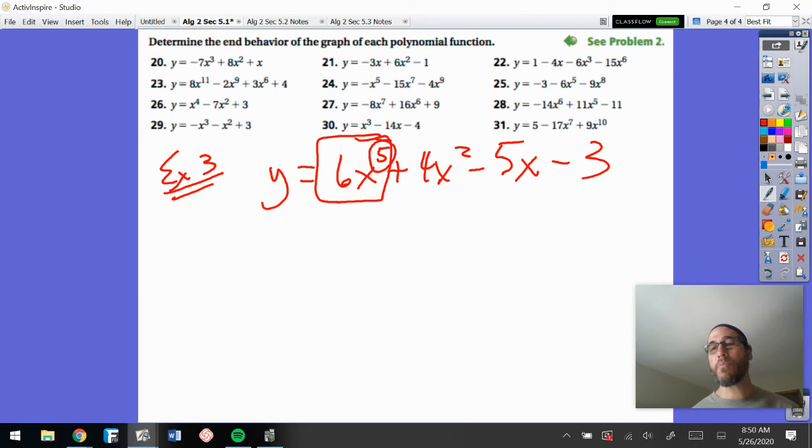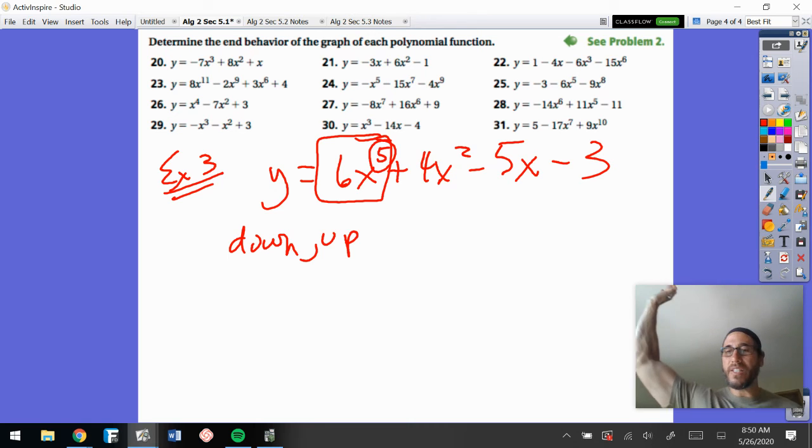All right, Mr. T, how am I supposed to decide which one goes up and which one goes down? Because they're going to be different. Believe it or not, it's this simple. It's going to end up whatever the guy in front is. So since that guy is positive out in front, it's going to end up. So if it ends up, where does it have to start, class? It's got to start down. So it's going to go down to up, because that 6 is positive, it's going to end up.